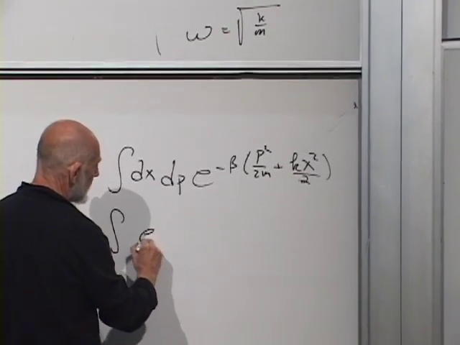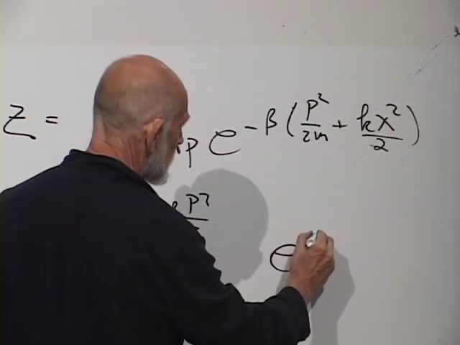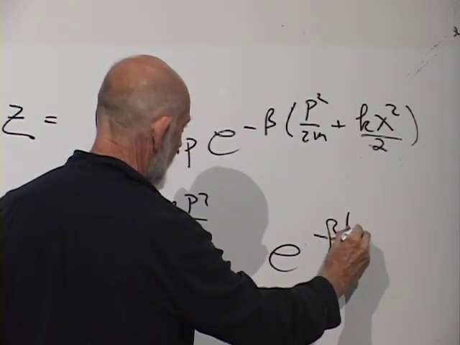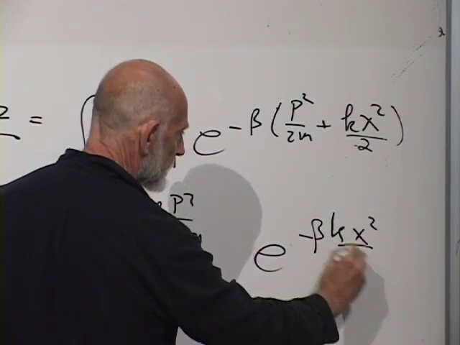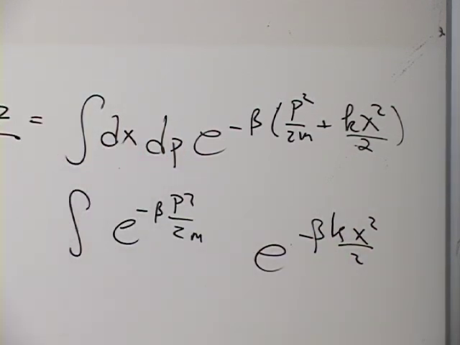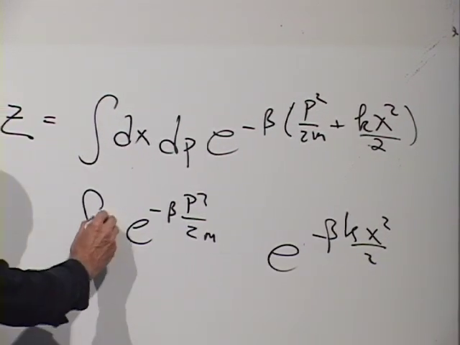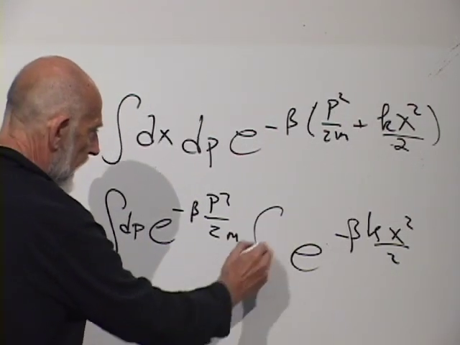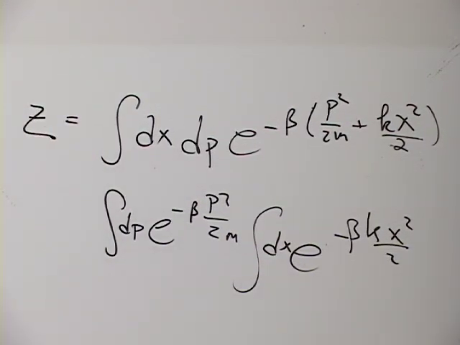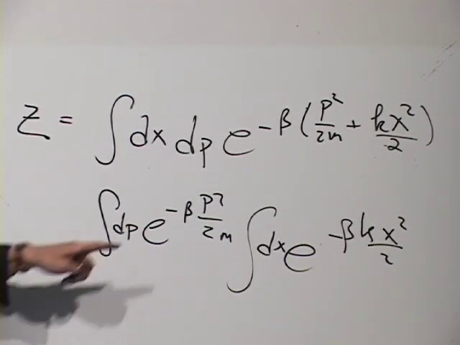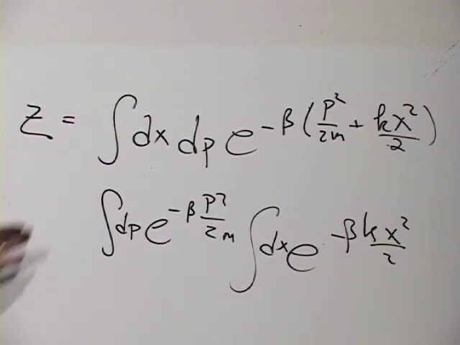It's a product of e to the minus beta p squared over 2m, e to the minus beta k x squared over 2. And the integral is also a factorized structure, dx and dp. So integral dp, integral dx. Just two separate factorized integrals. Right? We know how to do this integral. We've done this integral before. Anybody remember what it is? Just a p integration?